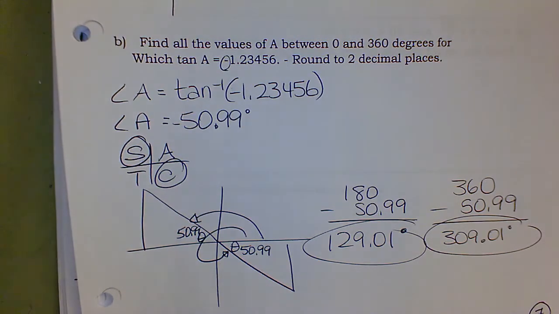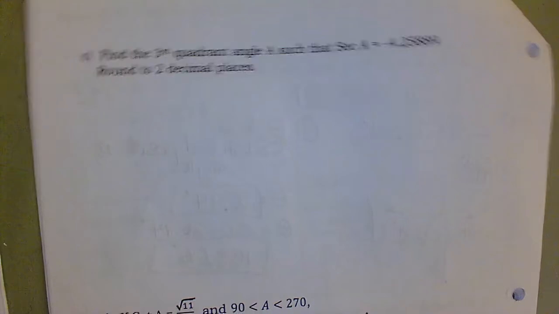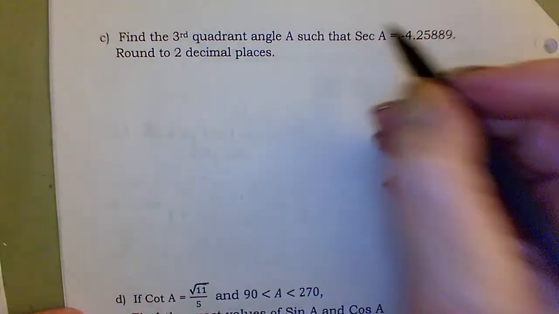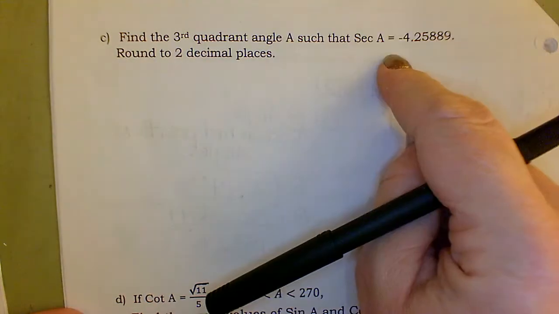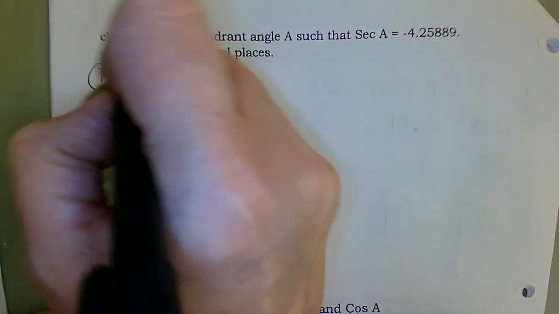Okay, those ones were the primary ones, and they're not really any different than what we've been doing already, right? But let's look at the last two questions. These are both with the reciprocal ones. They tell me I'm in quadrant 3, and they give me a secant equal to this. So again, the first thing I need to do is find my angle.